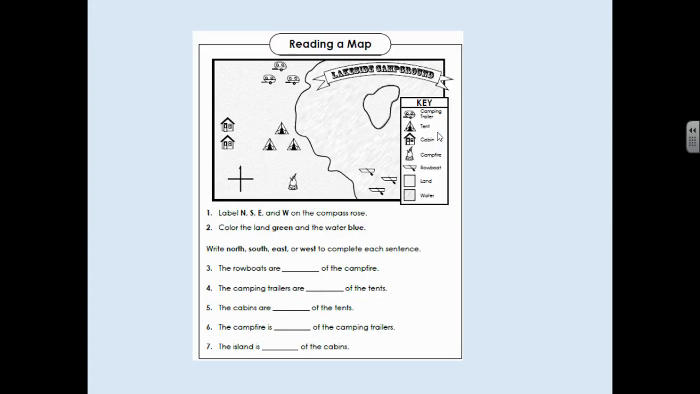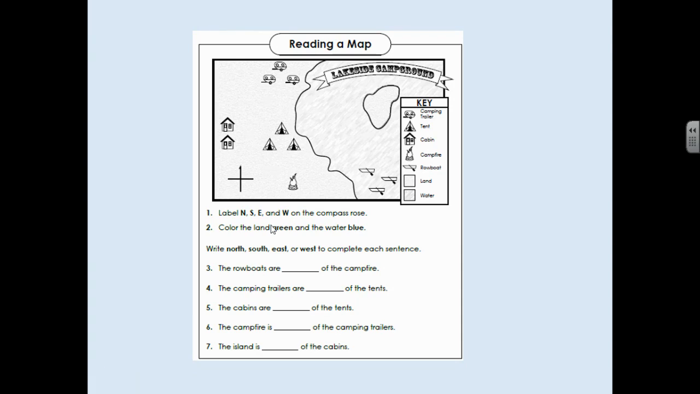Right. Pause again and make sure you've downloaded the second worksheet from the class charts or the email that we have sent you. And please complete this activity here. What you'll need to do is label N, S, E, and W on the compass arrows and color in the land green and the water blue. And also remember there's a key here to help you with what these pictures are about. Please have a go at it.